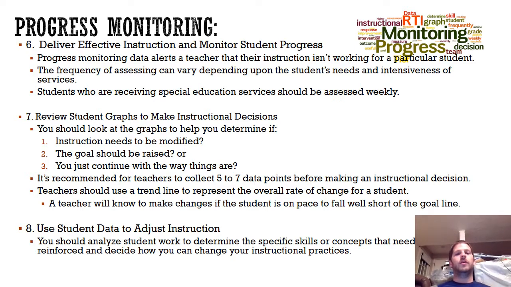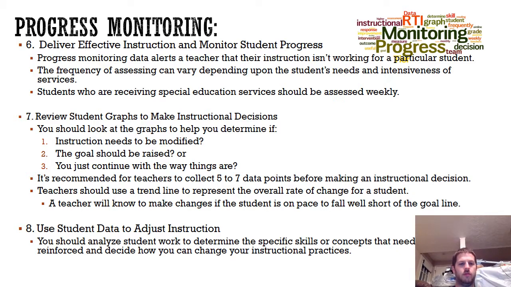7th, you should review student graphs and make instructional decisions. You should look at the graphs to help you determine if instruction needs to be modified, the goals should be raised, or you just continue with the way things are. It's recommended for teachers to collect 5 to 7 data points before making an instructional decision. Teachers should use a trend line to represent the overall rate of change for a student. A teacher will know to make changes if the student is on pace to fall well short of the goal line.